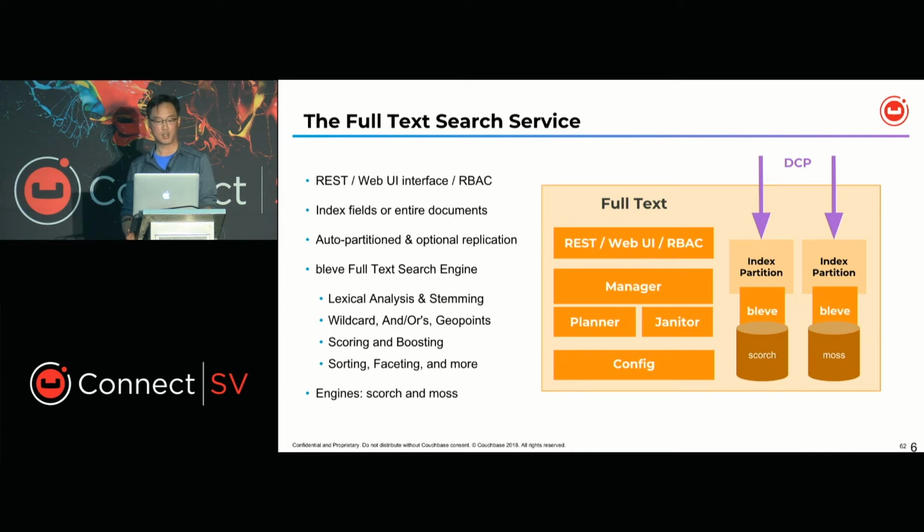For each index partition, there's an instance of the Bleve open source full text engine running underneath the hood. Bleve, for those of you who haven't heard of it, is very similar to Lucene, in that it provides all the lexical analysis and stemming and stop words and all the things you might expect in a full text search indexing system. For searches, it supports a whole menu of different kinds: wildcard searches, prefix searches, fuzzy searching, and composite searches where you can put together different ANDs and ORs, conjunctions and disjunctions. It supports different data types, not only text, so you can also index numeric and Boolean types and geopoints too.